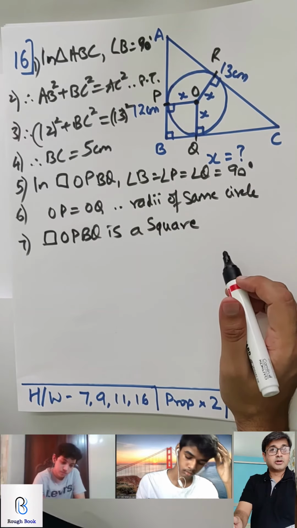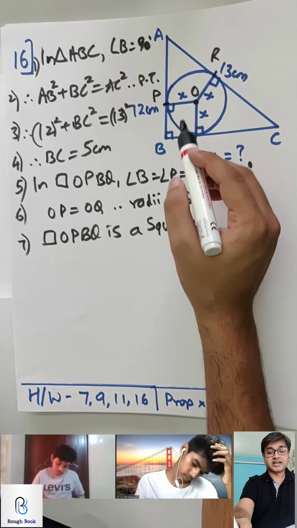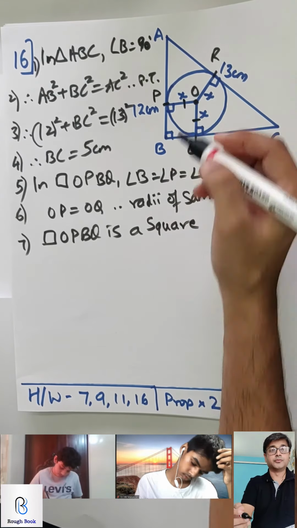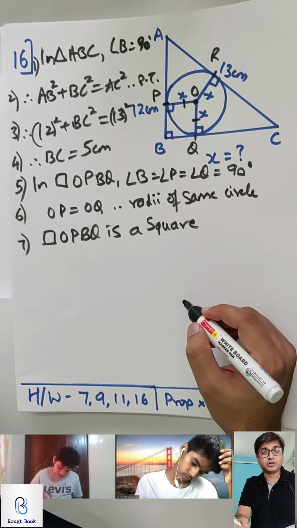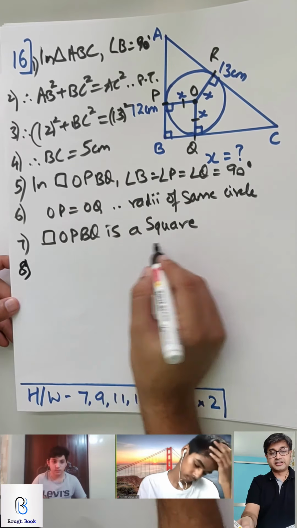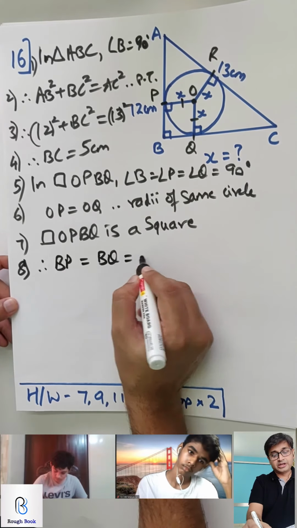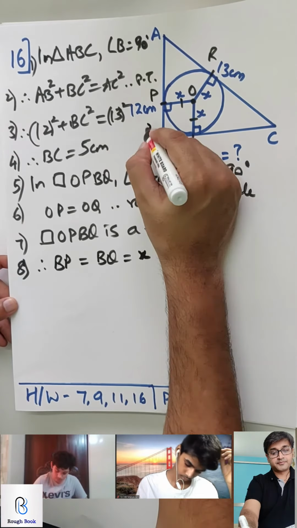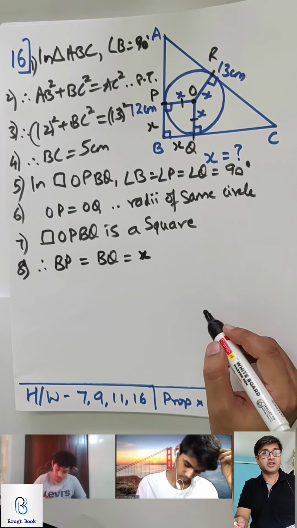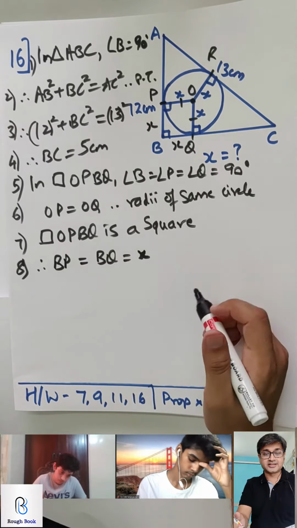No, it's a square. Because you got three angles 90 and you got adjacent sides equal, that is OP and OQ. Are you guys getting OP and OQ both equal? Therefore, it is a square. Now that you got it as a square, we can say BP is equal to BQ is equal to X, because it's a square, all sides are equal. Now if you get this BP or BQ, you are sorted. You got your X then.